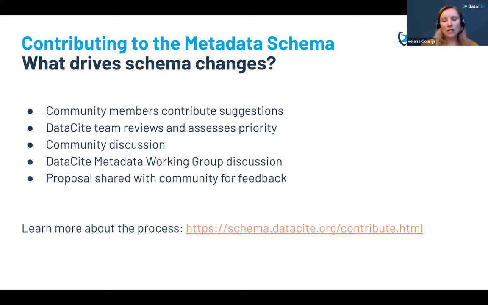And so anyone can contribute suggestions if you think this is missing or this should be different, or I would be better able to describe my resource if I had these fields, then you can make that suggestion. And the DataCite team then reviews and assesses the priority, tries to see, is this something that's more broadly of interest? We have a community discussion to get more information. And then the DataCite metadata working group looks at it, tries to see how could this actually be implemented. And if they see it as something that they would like to take forward, it's shared with the community for more detailed feedback so that we really know when we work on changes to the schema that there's broad community support. We know it's possible to implement and it will be useful to a wide range of users of the schema.